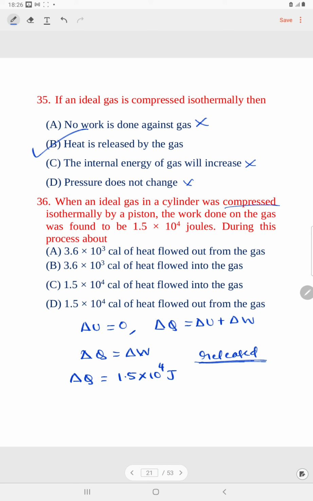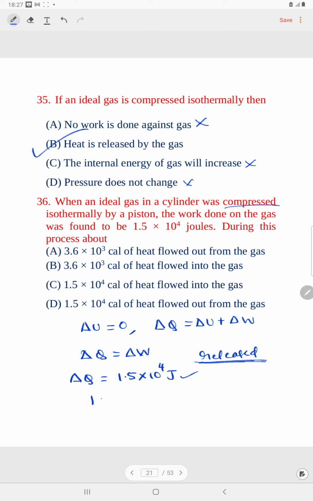That is very important. It has to be option A and option D, because in both option A and D, heat will be flowing out from the gas. But A and D options, if you look at them, they are in calories. But I have the answer of delta Q in joule. I have to convert it. Then only I can find out whether option A is correct or option D is correct.